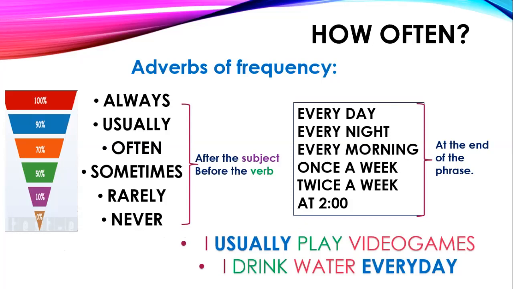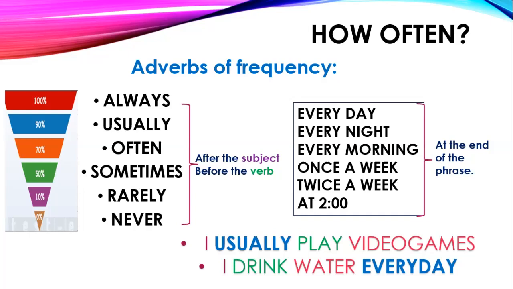So when you use these adverbs of frequency, you have to understand that those go after the subject and before the verb. Remember that we said before that first the subject and then the verb. In this case, we need to add the adverb of frequency between them. So after the subject, before the verb, between the subject and the verb. Okay? So I usually play video games.